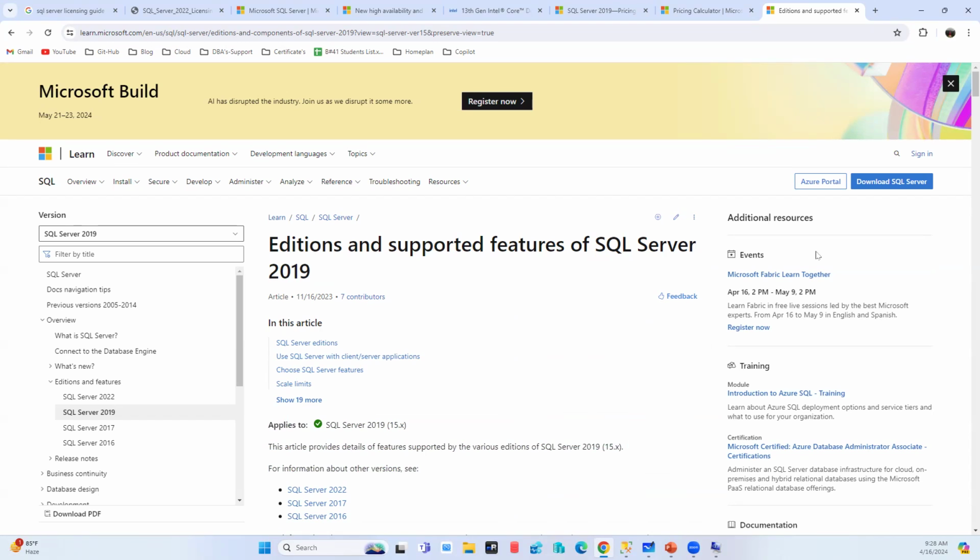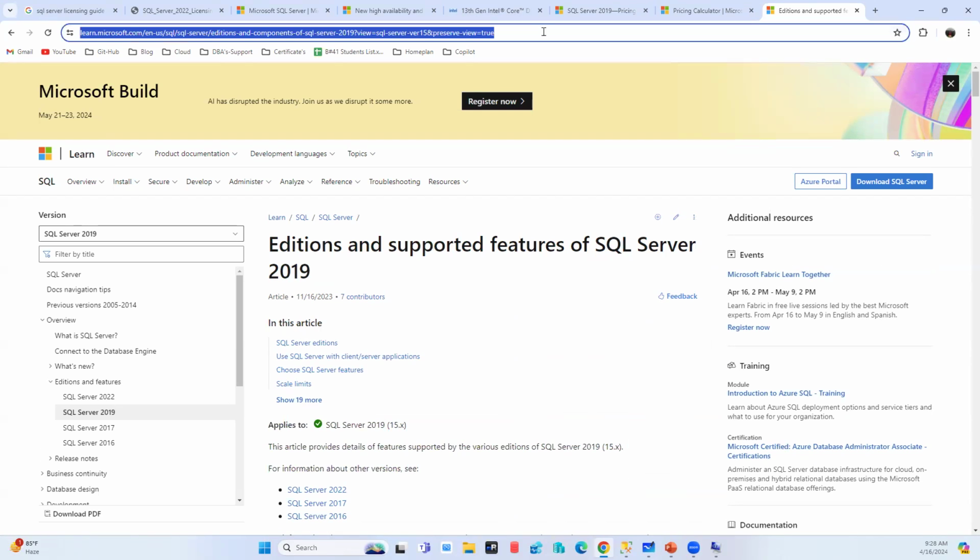Questions? No questions? Just share this licensing document and some important URLs. I will share it, sir, in the same WhatsApp group. Thank you, we'll go through that.